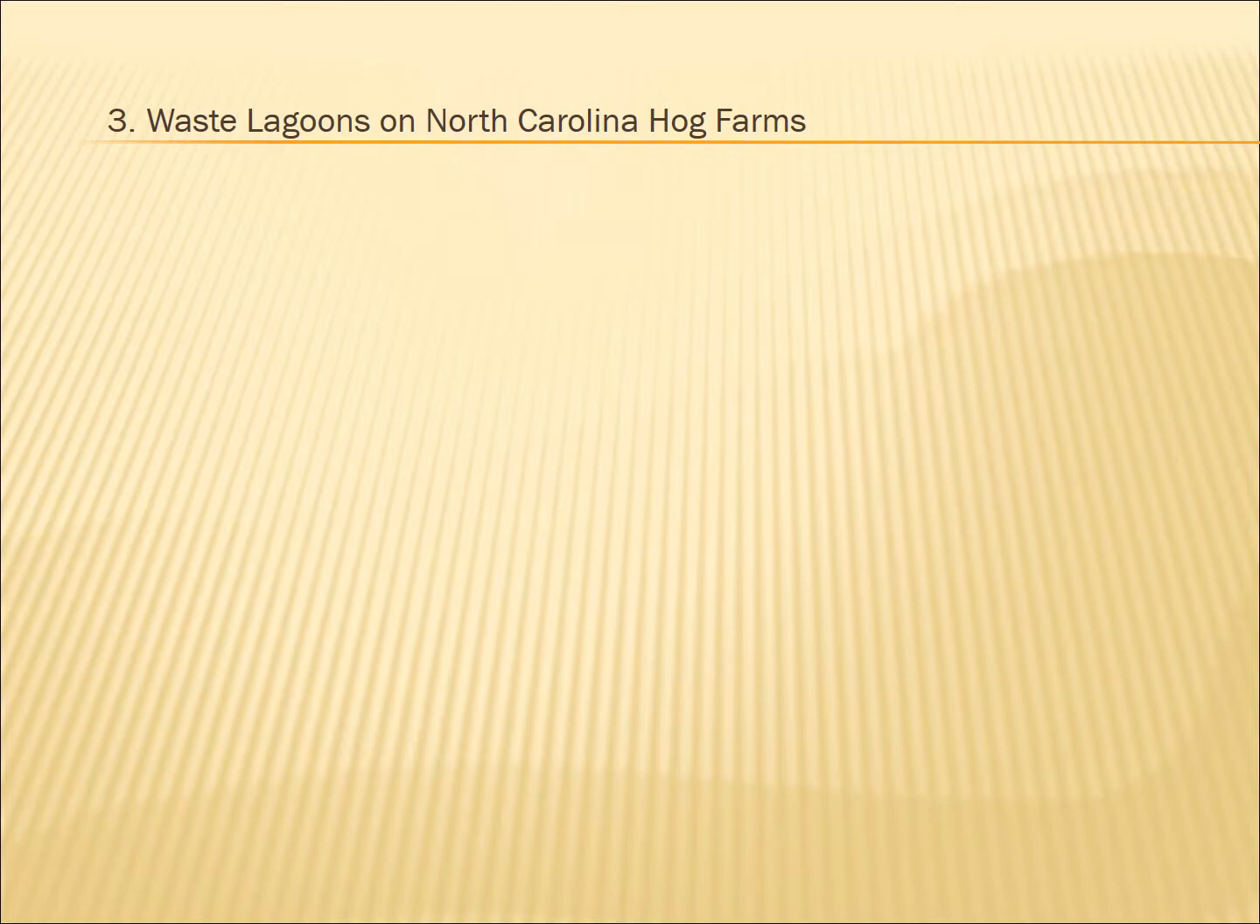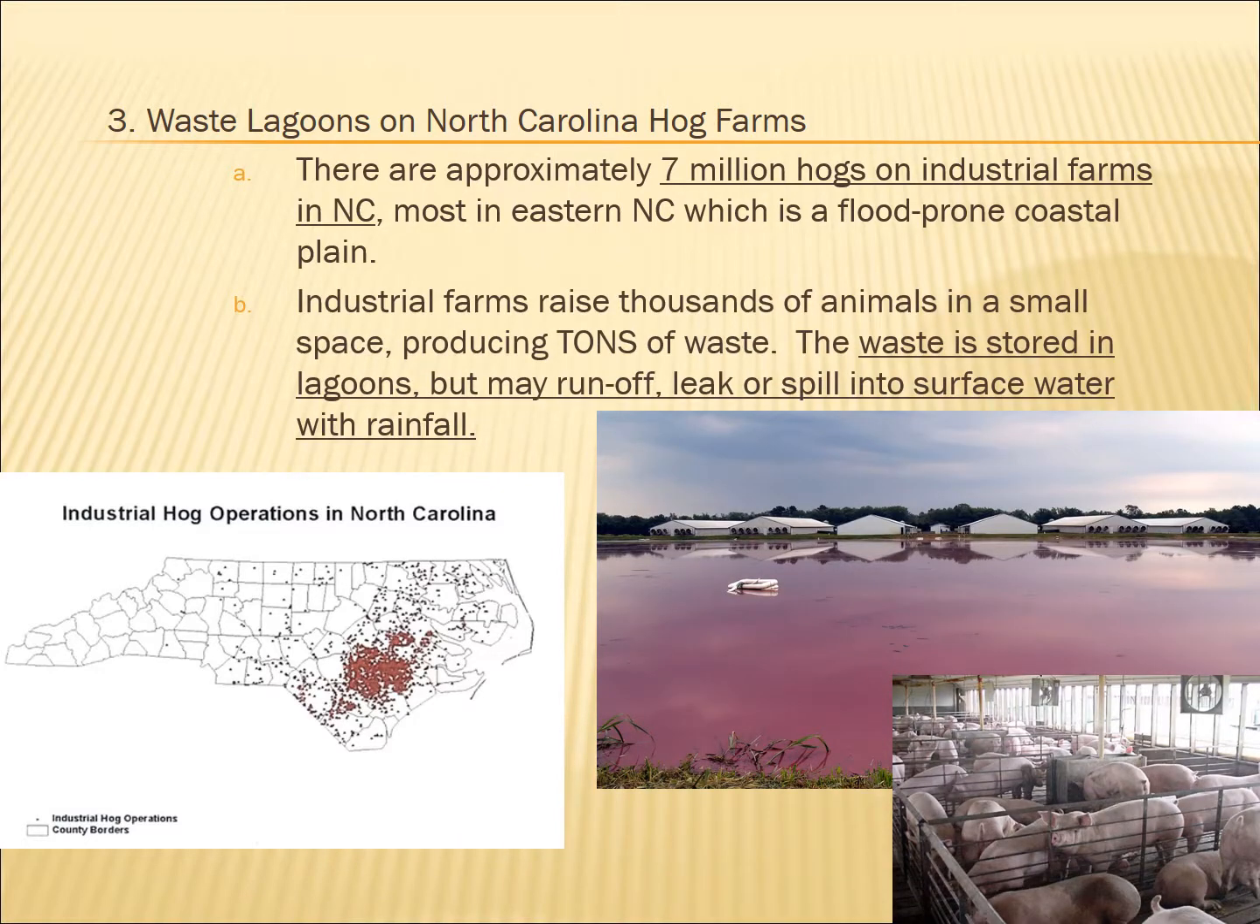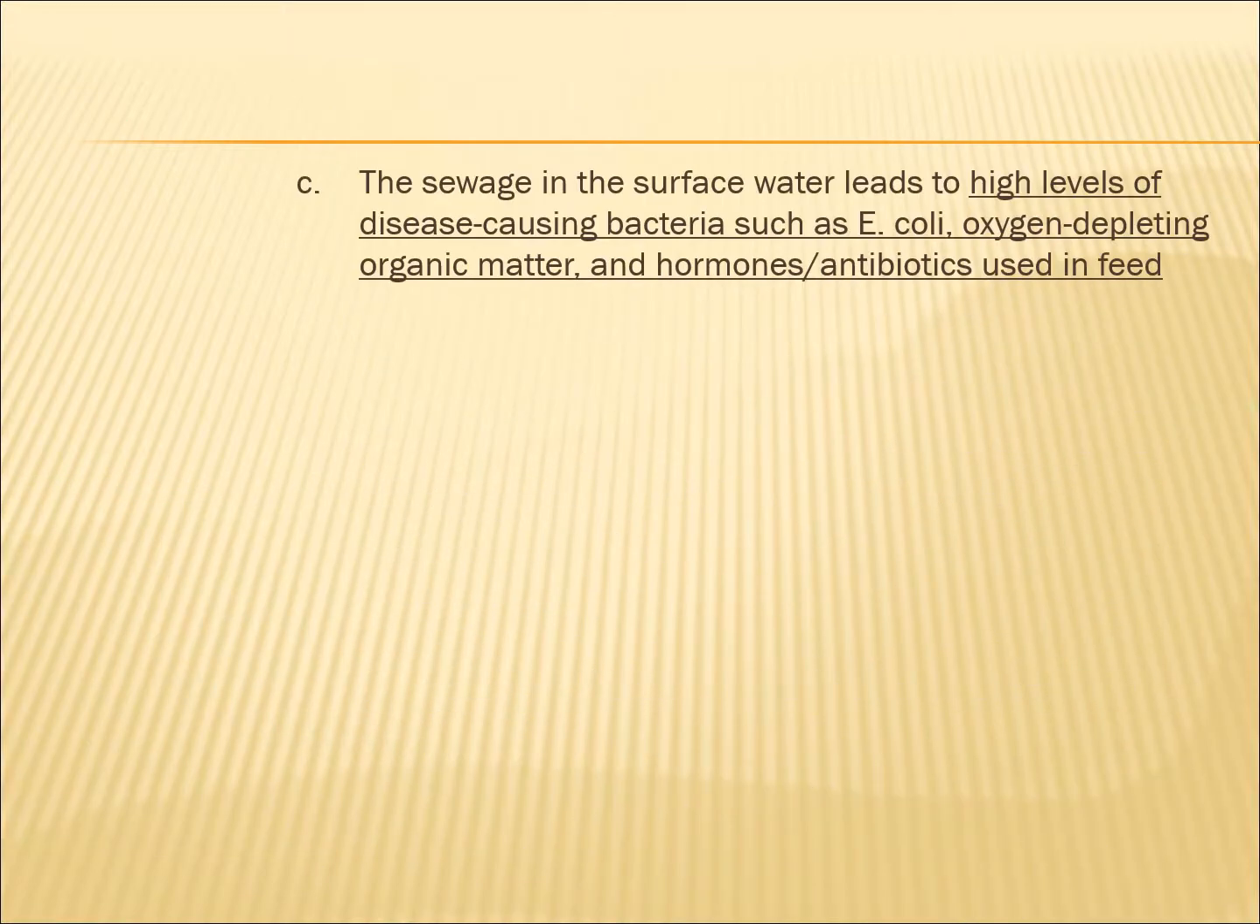All right, waste lagoons. How is this affecting North Carolina? North Carolina raises approximately 7 million hogs on industrial farms. Well, all those hogs poop and give off waste. And so what they've done is they've pumped it into these pools, these lagoons, and these will run off, leak, and often spill into surface water and rainfall. It's disgusting. But if we want to eat pork and all those things, we've got to balance what we're doing.